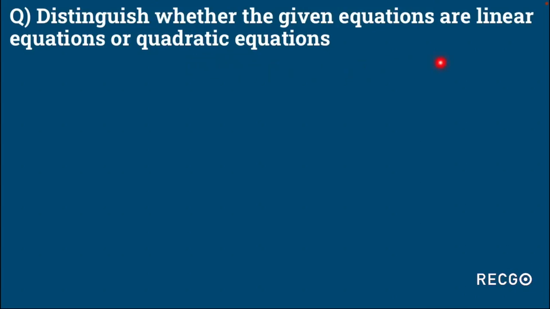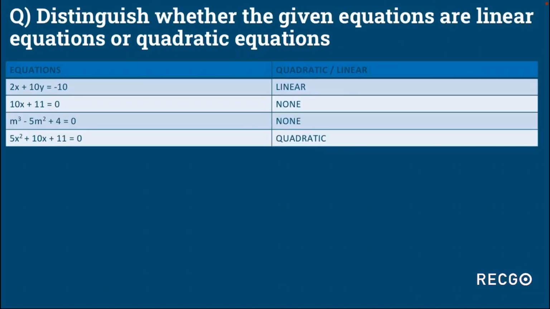So now we know what is a linear equation and we also know what is a quadratic equation. So we have to distinguish between the equations and tell which equation is linear and which is quadratic.